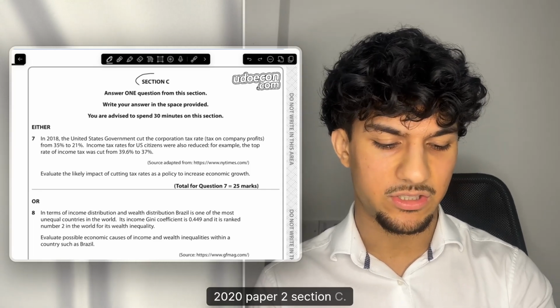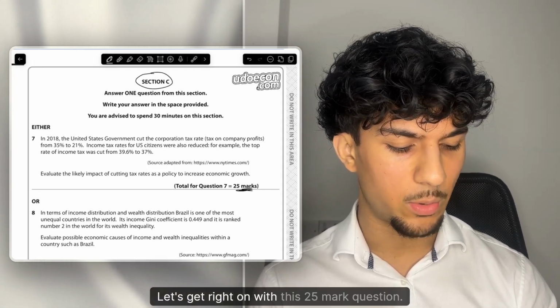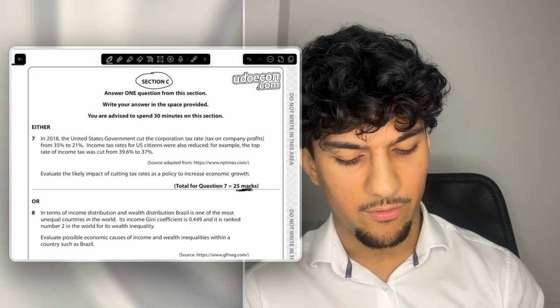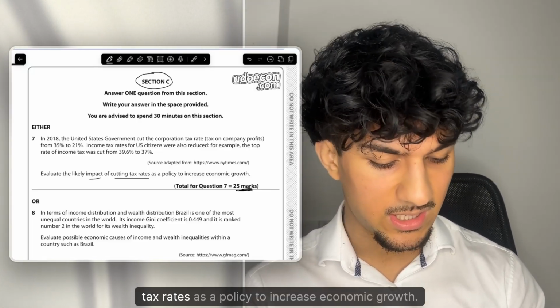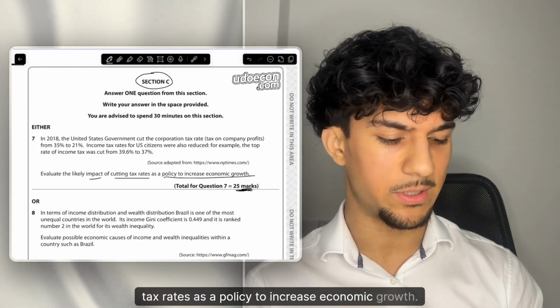2020 Paper 2 Section C. Let's get right on with this 25 mark question. So, evaluate the likely impact of cutting tax rates as a policy to increase economic growth.